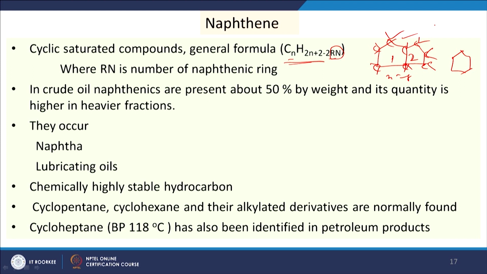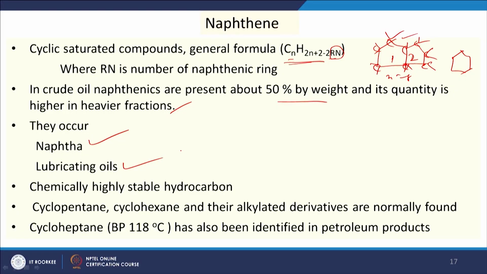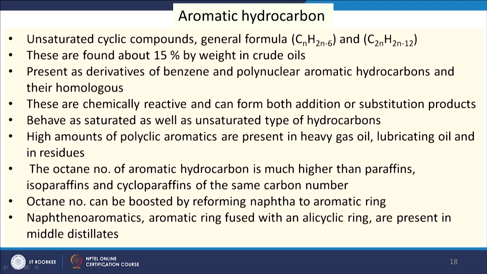Now, in crude oil, naphthenics are present at about 50% by weight, and their quantity is higher in heavier fractions. The heavier the crude, the more naphthenic compounds. And if naphthenes are present, what will happen? They will give us more naphtha and lubricating oil, and these are stable hydrocarbons. Cyclopentane, cyclohexanes and their alkylated derivatives are normally found. Then there are aromatic hydrocarbons, meaning a benzene ring, or more number of rings, will be available in this case. The general formula is CnH2n-6 or CnH2n-12.